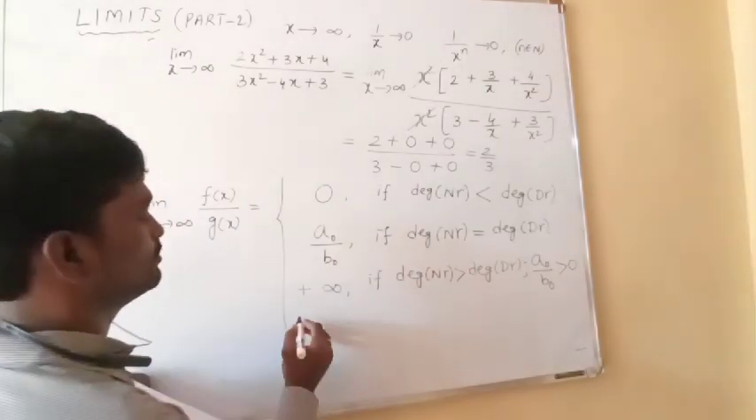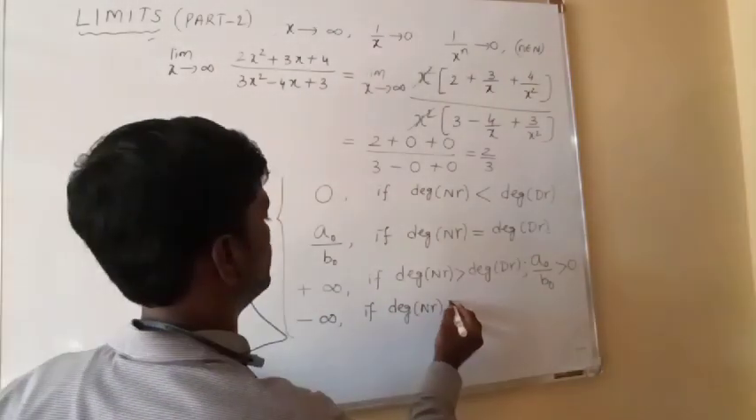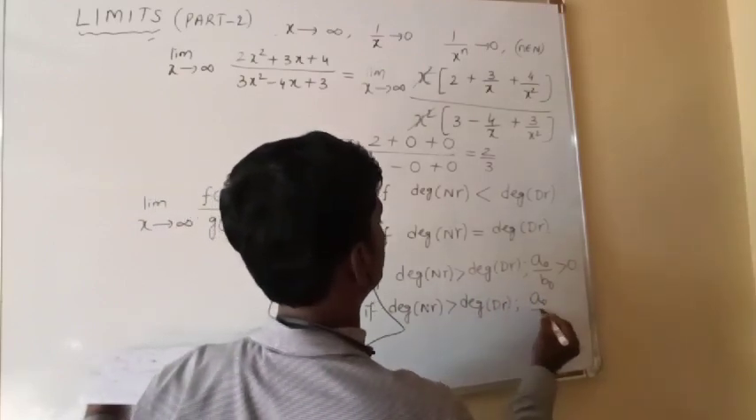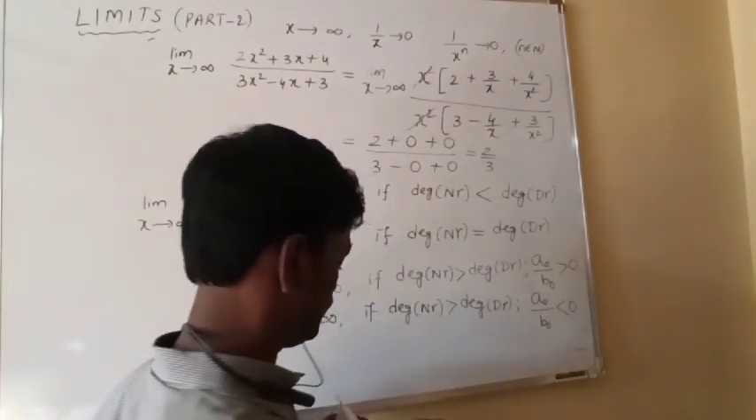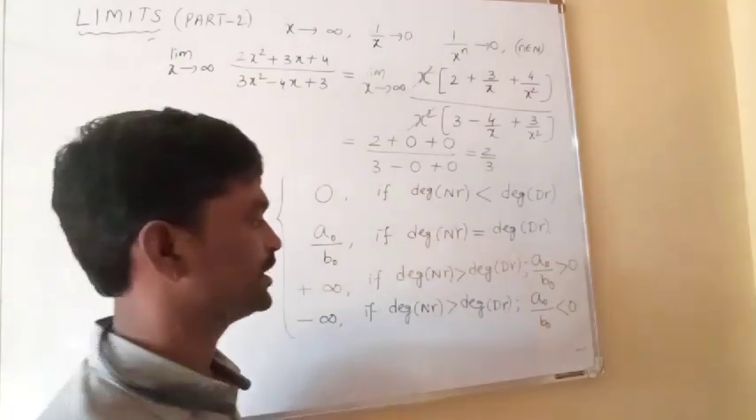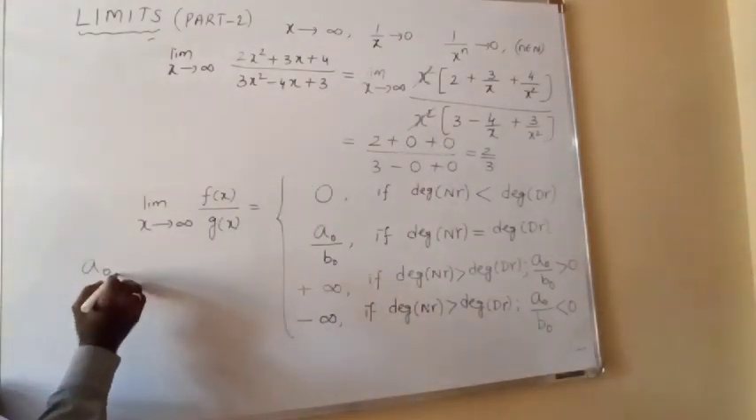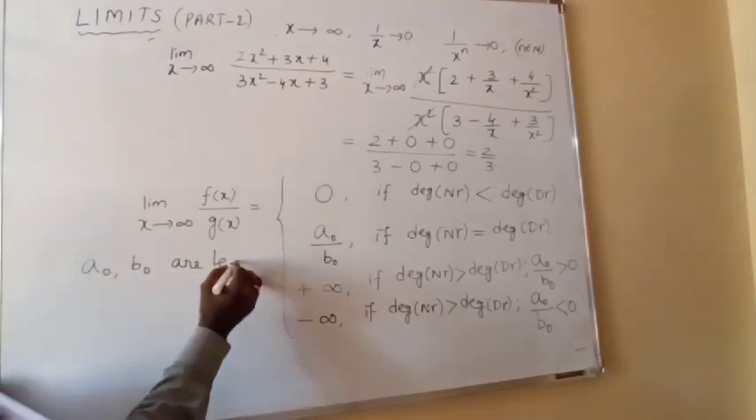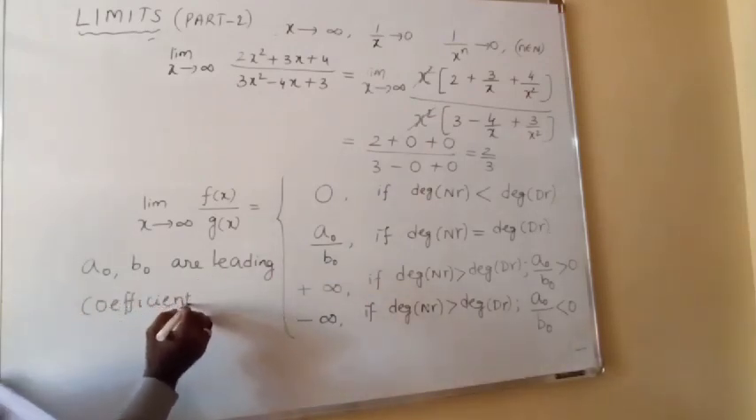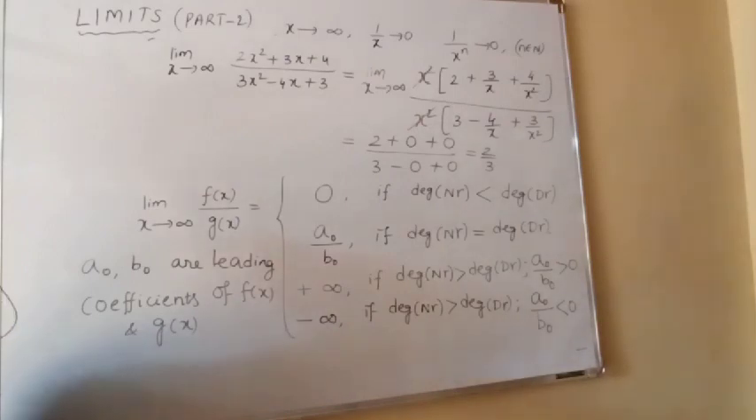Next, minus infinity if degree of numerator is greater than degree of denominator. And what is the one more condition? This leading coefficient a naught by b naught is less than 0. Means in the positive case leading coefficients have the same sign. In this case, leading coefficients have opposite sign, a naught by b naught. So what is a naught, b naught here? A naught, b naught are leading coefficients of f of x and g of x respectively.